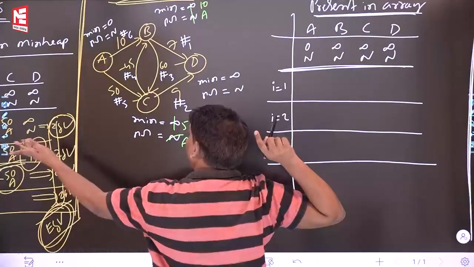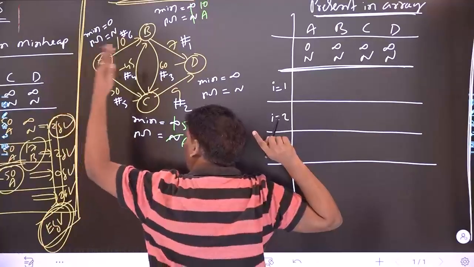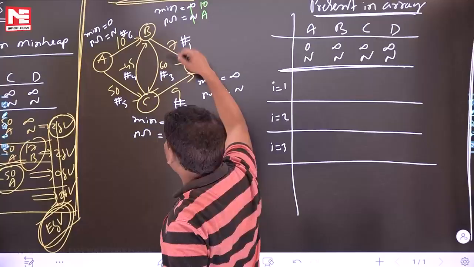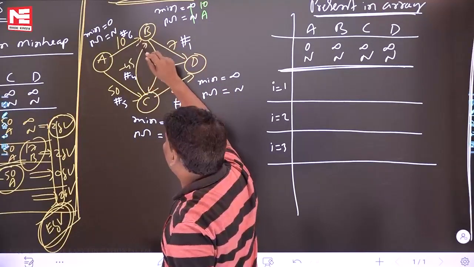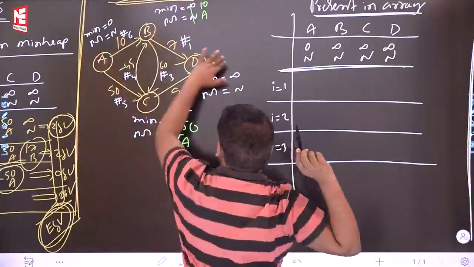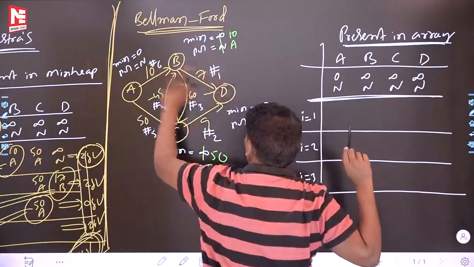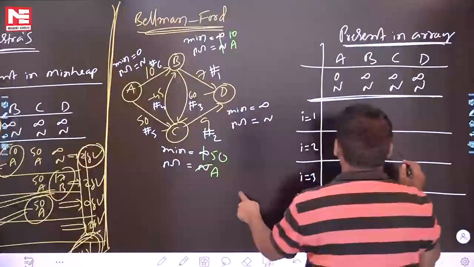In Dijkstra's algorithm, vertex by vertex you go. Finally, all edges decrease key operation done. Here also, all edges decrease key operation you do, but you go edge by edge. Whatever changes you got, it's okay. All edges decrease key operation one time you did. Right? That's okay. Let me write the answer.